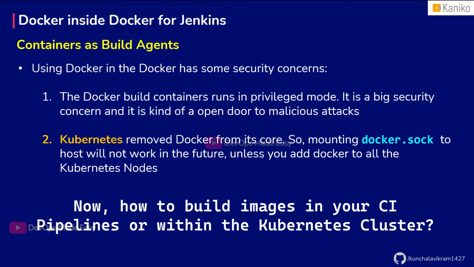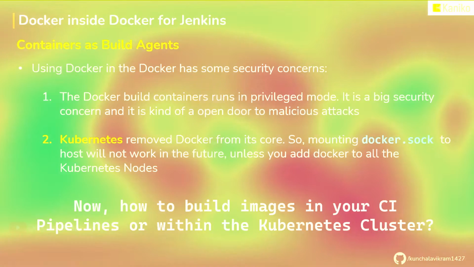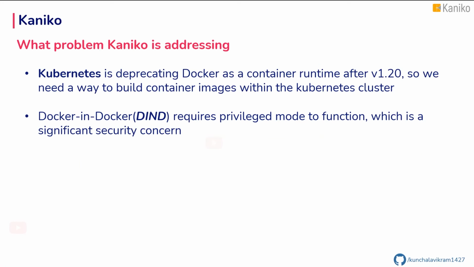Now we understand that using Docker in Docker is a security concern, and at the same time Kubernetes removed Docker from its official binaries. So how do you build these images in your CI pipelines or within the Kubernetes cluster where we don't have the Docker daemon process up and running? Enter Kaniko. What problem is Kaniko trying to address?